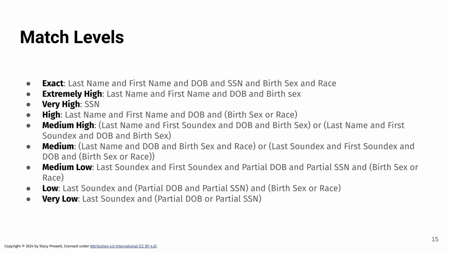There are many different match levels. There are exact matches where last name, first name, date of birth, social security number, sex, and race all match. Then there are extremely high, very high, medium, medium low, low, and very low. Those are different levels of matching, and they're defined this way. So when we say it's a high match, we'll know that the last name, first name, and date of birth match, and in addition, your sex at birth or your race also match.